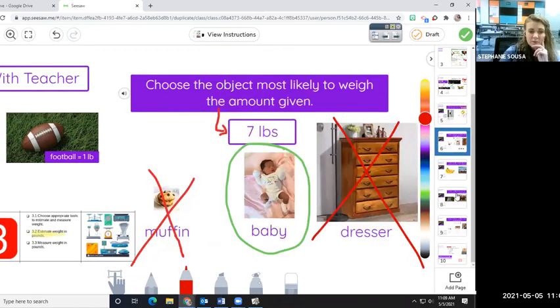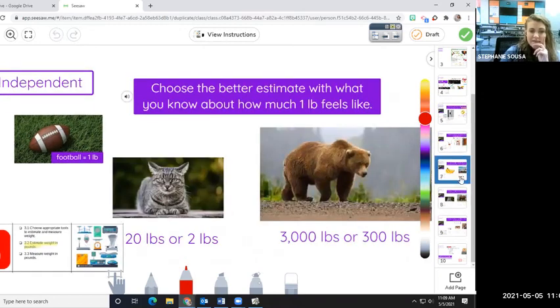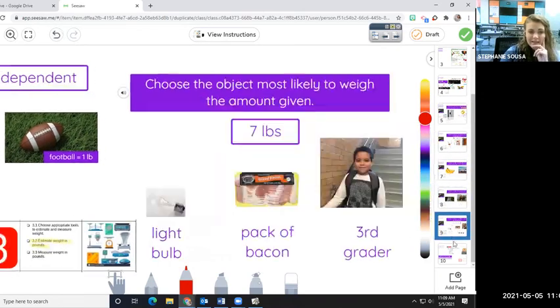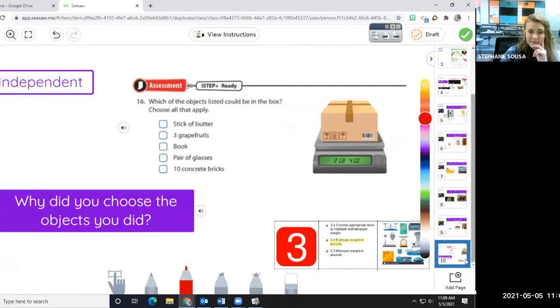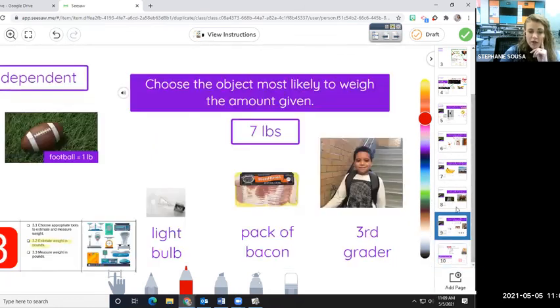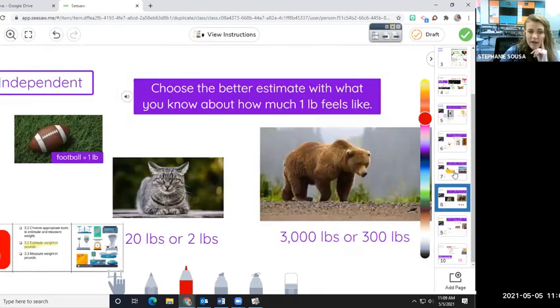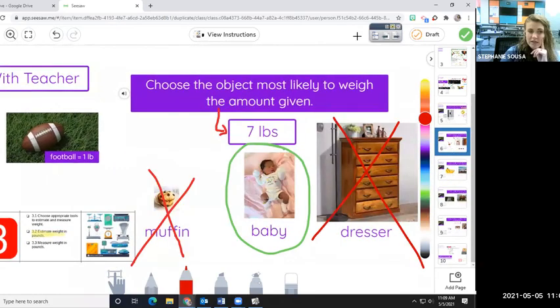Your work is the remainder of these slides, slides 7, 8, 9, and 10. You are going to look at the measurements given and determine which is the closer estimate. That is your task.